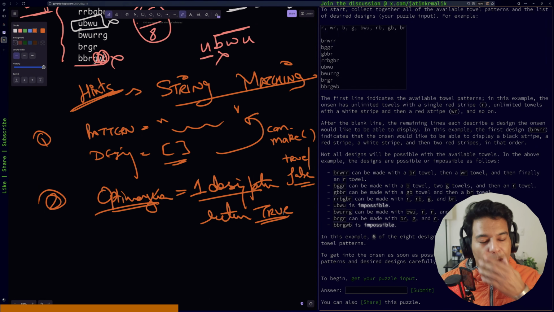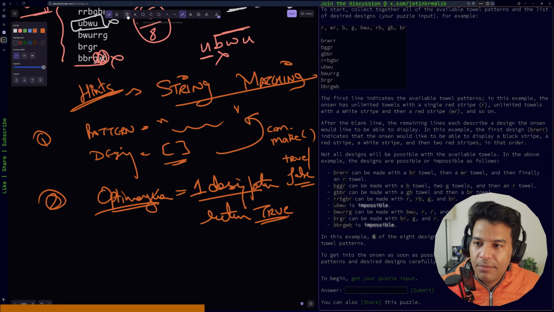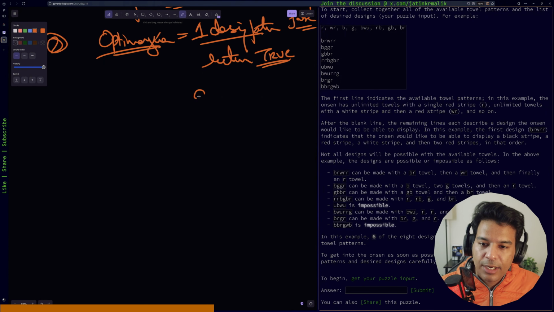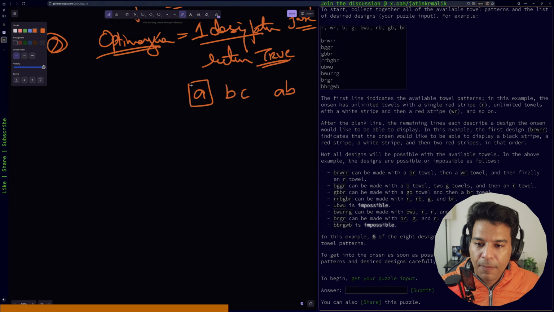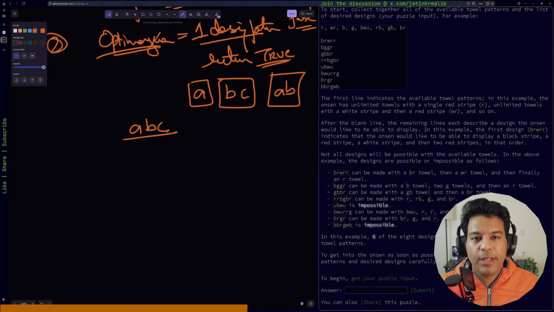And thinking about these approaches, I'm thinking we can use a recursive approach to check if a string can be built by a given set of strings. Let me explain with an example. Let's say we are given a set of towels as A, B, C, and AB, and let's say we have to make a simple design ABC from that.